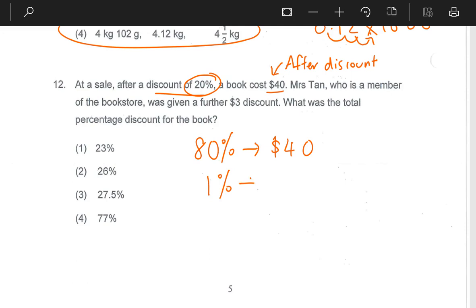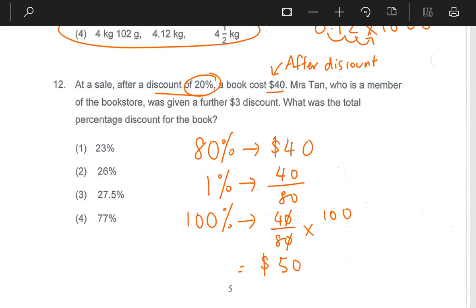For us to do that, let's find out 1% first. 40 over 80 is 1%. Now the original price of the book is 100%, right? Original is always 100. 40 over 80, cancel the 0, multiply by 100. And if I were to simplify, 4 times 100, 400 divided by 8 actually gives me 50. Okay, now $50 is the original price.